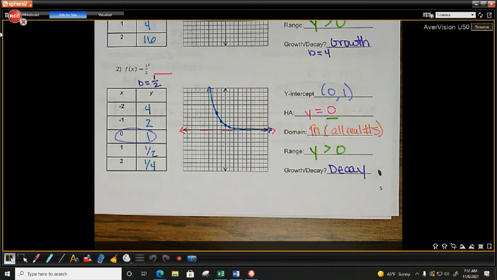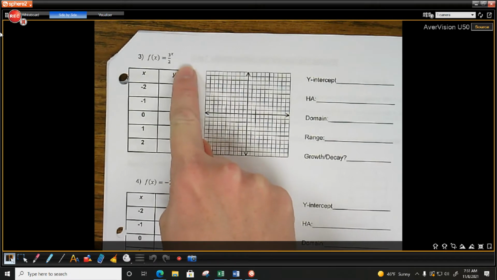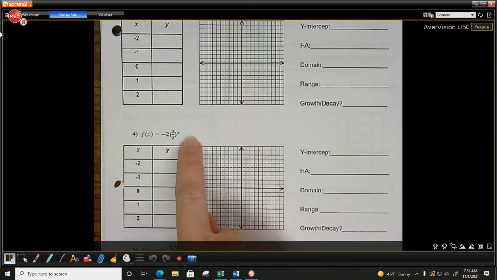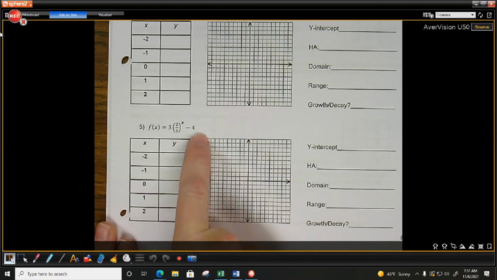Good. How are we feeling about these so far, guys? Again, the horizontal asymptote is really the thing that makes it sometimes a little difficult, okay? But if you just train yourself to know that if there's a plus or minus, what should my horizontal asymptote be here? 0. What should it be here? 0. What should it be here? Y equals -4. Okay, so when you have a constant out to the side, that's whenever your horizontal asymptote changes. Okay, so let's go to number 3.